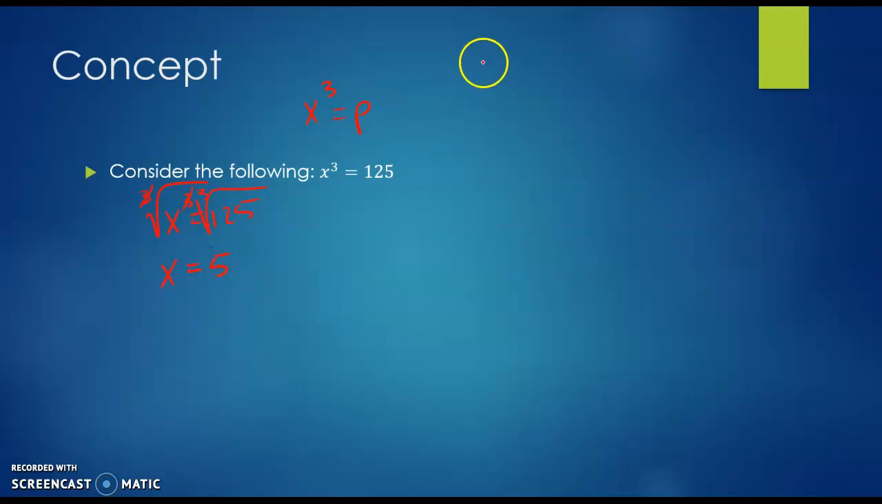Now, this is just one answer, because if it was a negative 5 cubed, then we would have ended up with a negative 125. So there's only one answer. That's just something to keep in mind.